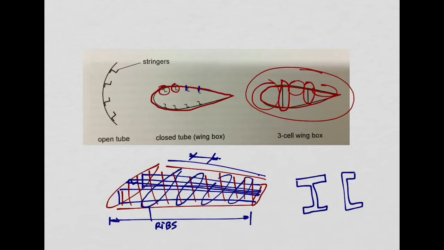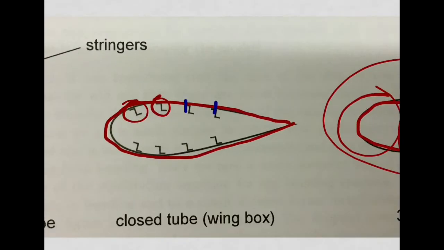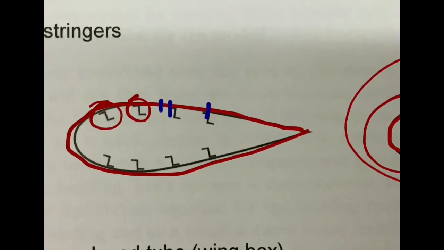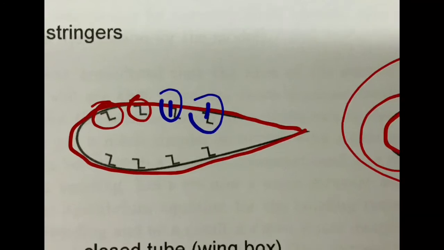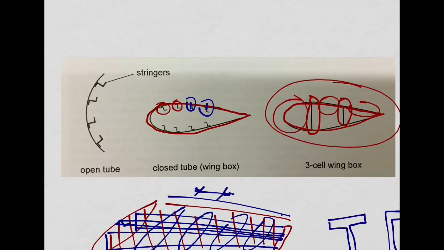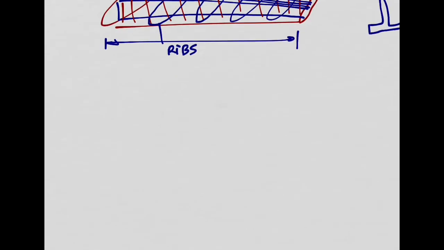But in order to understand all of that, for example, if you want to put some rivets here to bond the stringers to the skin, how many rivets do you have to put? What is the pitch between rivets? All of that needs to be very carefully calculated. And in order to know that, for example, the pitch of the rivets, I can give you an example.